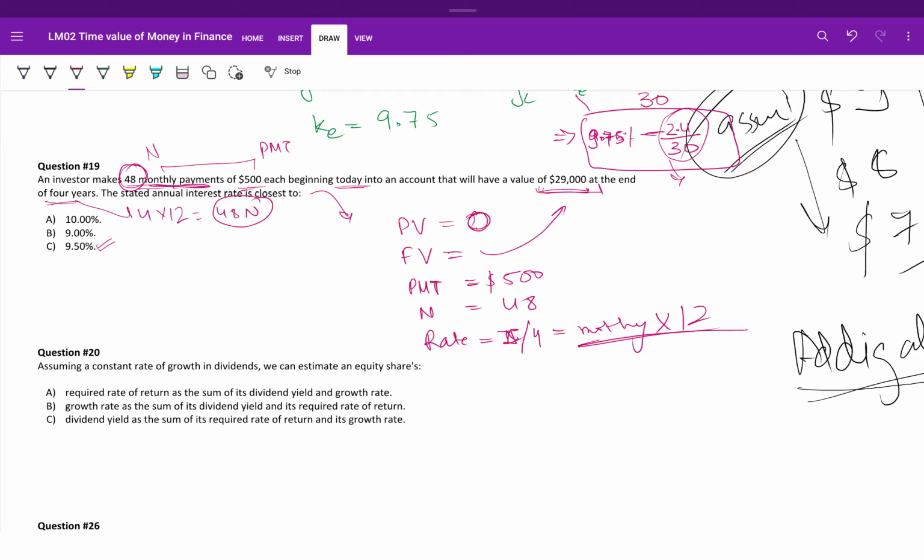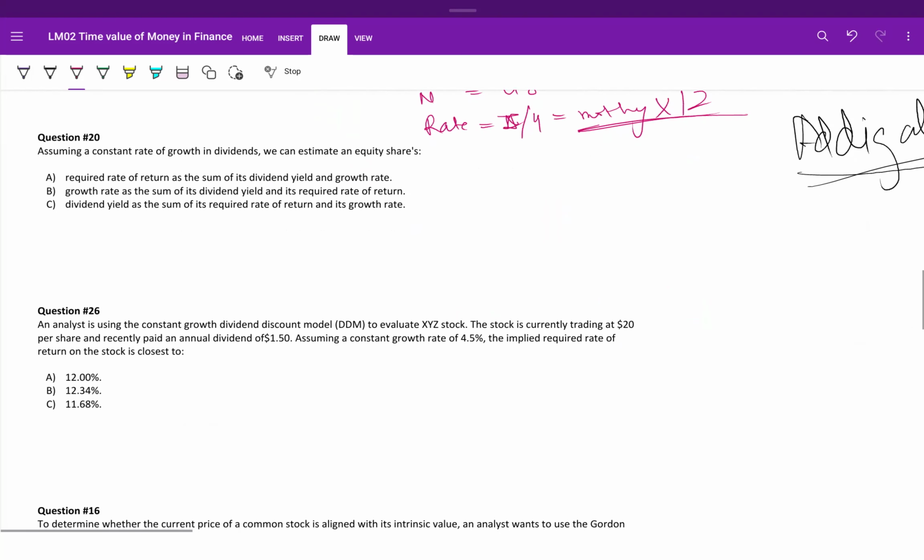Now let's move to question number 20. The question is: assuming a constant growth rate in dividends, we can estimate an equity share's what? Assuming a constant rate of growth in dividend, what are we going to estimate in equity shares using this information?